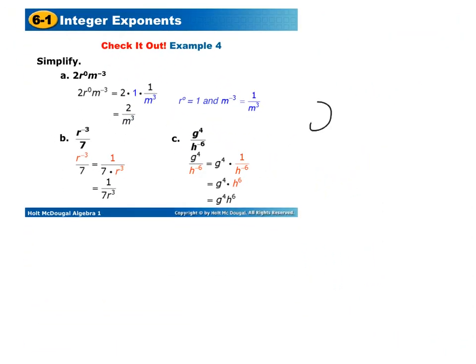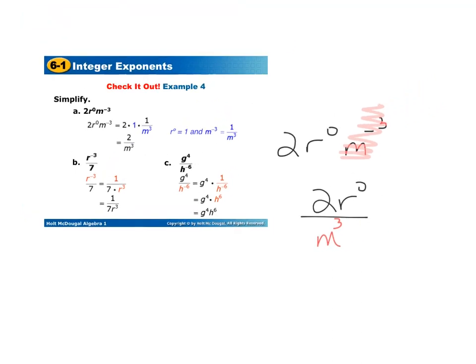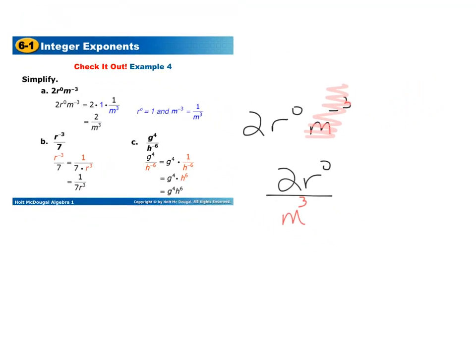So we have 2r to the 0, m to the negative 3. The thing I need to move here is this negative guy. Where does he go? Underneath. So 2r to the 0 is in the top, m to the 3rd power is going to the bottom, and he's positive now. And the r to the 0 disappears because we don't need to show it, because I don't need to show 2 times 1. Now, if the 2 wasn't there, I would just simplify it to a 1 and leave the 1 behind. So this simplified answer is now 2 over m to the 3rd.